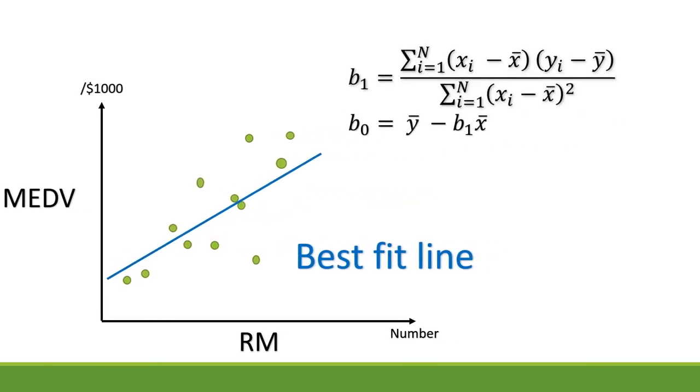With mathematical computation, there exist explicit formulas for B0 and B1. From the formula of B1, which is the estimate value for the slope of the model, the denominator is a measure of variation of the predictor. The numerator measures the association between x and y. The ratio clearly measures the sensitivity of a change of the response with respect to a change of the predictor.